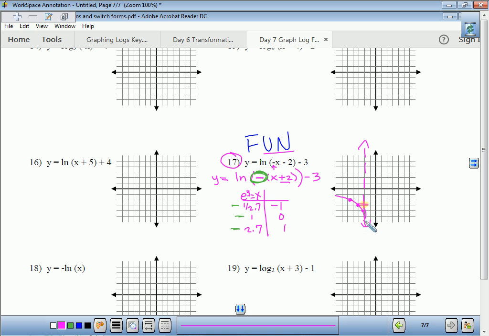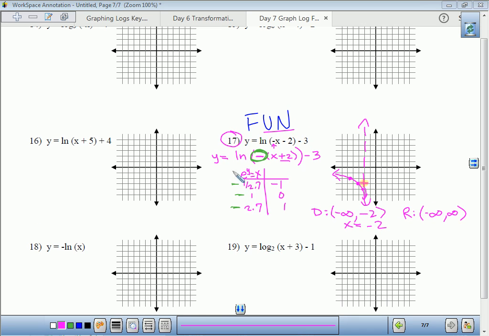And so it looks like this. So my domain, because it goes forever left, goes negative infinity to that negative 2. My range never changes. And this asymptote is once again x equals negative 2. Alright, I think I gave you one more that had the negative with the x. So a negative with the x changes the x's to the opposite, which causes that reflection over the y-axis.